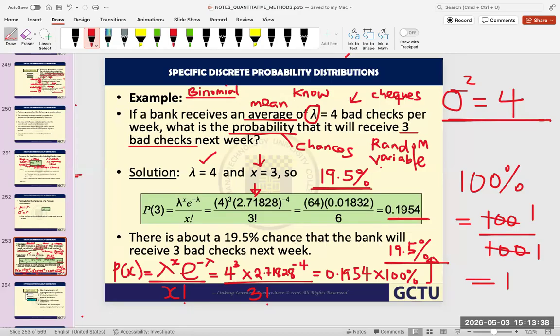Did you get what I did? Yes, sir. So anytime you get a probability answer in decimal, multiply it by 100% and change it into percentage so that you can see the picture well.